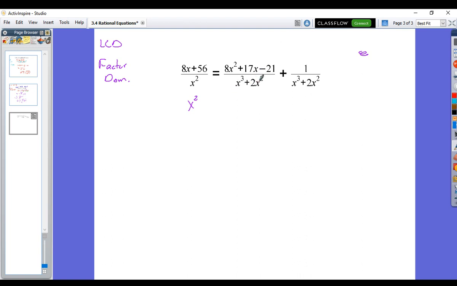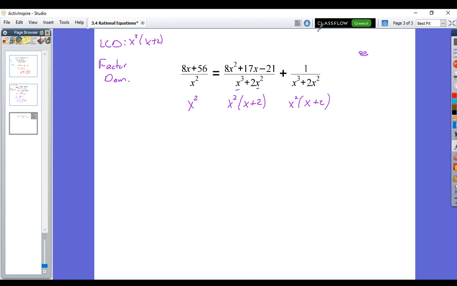Both of these terms have at least an x squared, so we can take out an x squared. When we do, we're left with an x plus 2 right here. Same thing here: we factor out an x squared, leaving an x plus 2. So our least common denominator will be x squared times x plus 2.